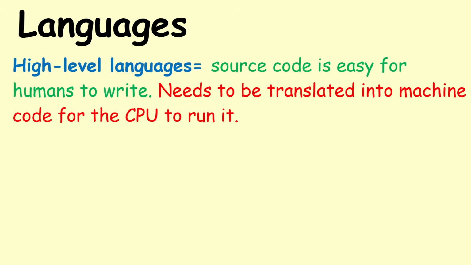In terms of programming languages, we need to know about high-level languages, so things like Python and Java. And that's where the source code is easy for humans to write. It's much easier for us to write in things like Python than it is to write in binary. The downside is it needs to be translated into machine code for the CPU to run it.